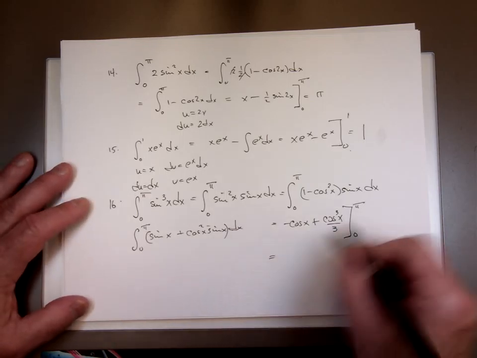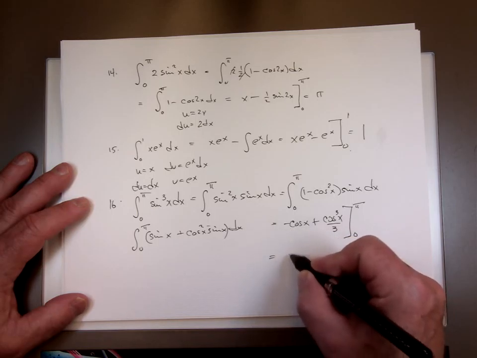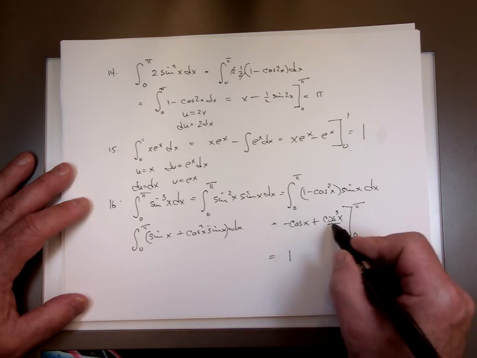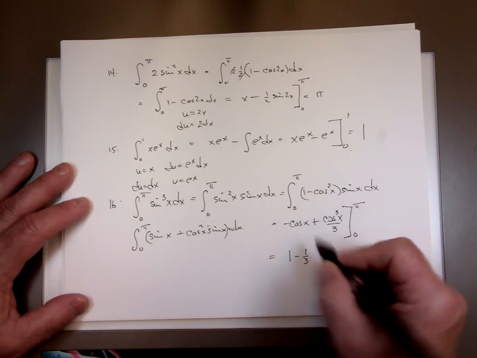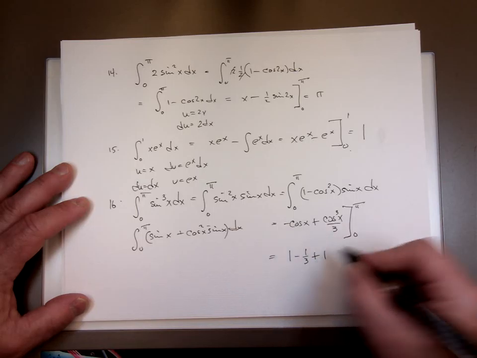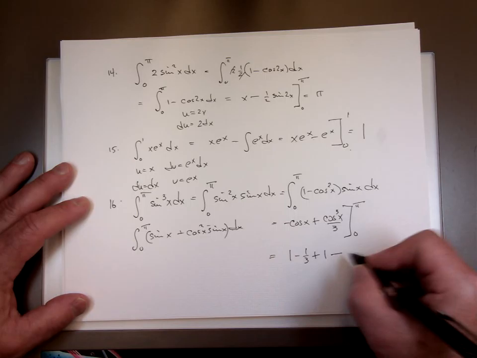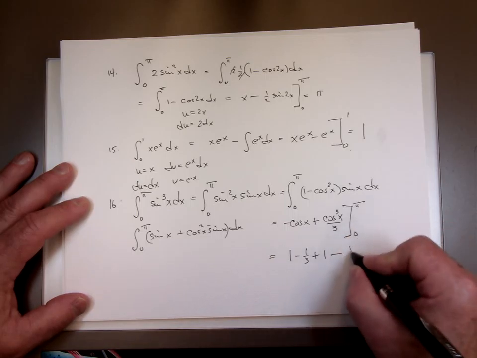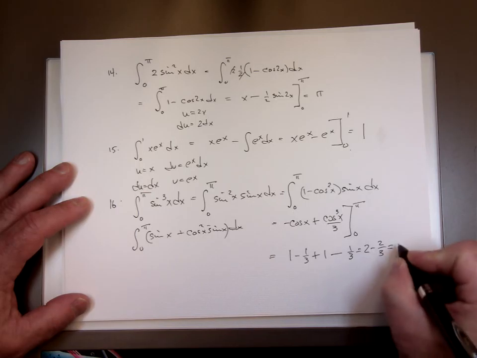Substitute in pi. Cosine of pi is negative 1, but you've got to take the opposite of it. So that's 1. Cosine of pi is negative 1, cubed is negative 1, so that's minus 1/3. Minus, minus, plus cosine of 0, which is 1, minus cosine of 0, which is 1 again, 1/3. You end up with 2 minus 2/3, which is 4/3.